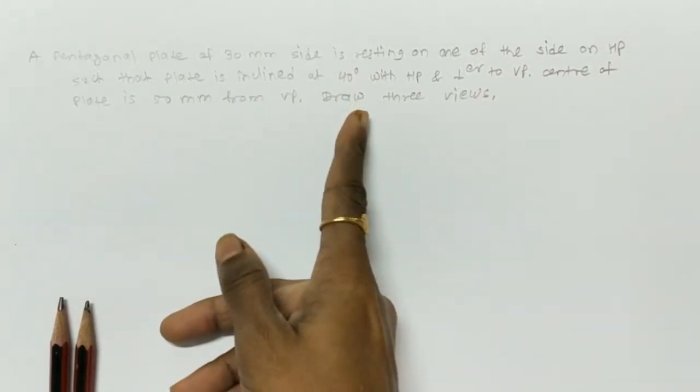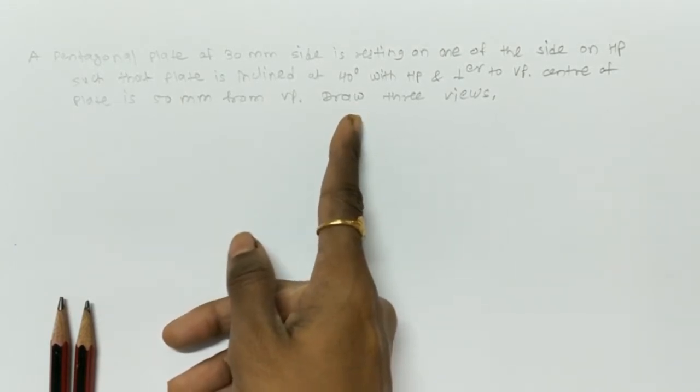In this video, we will see projection of plane, and here we will take an example of a pentagonal plate. The example is: a pentagonal plate of 30 mm side is resting on one of its sides on HP such that the plate is inclined at 40 degrees with HP and perpendicular to VP. Center of plate is 50 mm from VP. Draw three views, that is, front view, top view and side view.